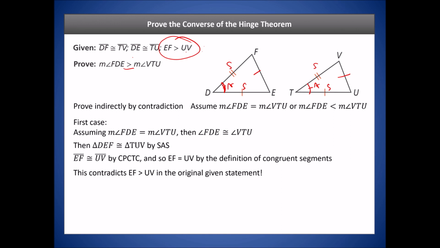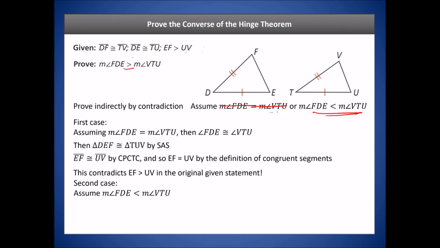So there's a contradiction here, and therefore the assumption that angle FDE is equal to angle VTU is incorrect. And therefore, so far, we're halfway there to prove that it should be greater than and not equal. So now we're going to prove the second case, that it is less than. So let's go ahead and look at that case. So let's assume that it's less than for the second case.